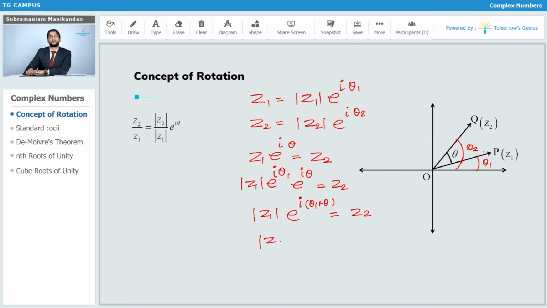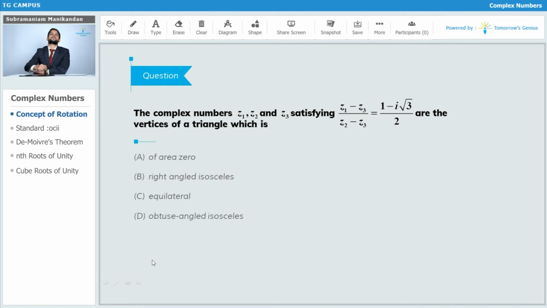So magnitude stays the same, but we have still a new complex number because it has a new argument, which is theta 2. So this is the complex number z2, right? So therefore, multiplication by a complex number is essentially equal to rotation by the argument of that complex number. Okay, so this is what rotation means. This is what multiplication by a complex number means. All right, let's look at an example based on this.